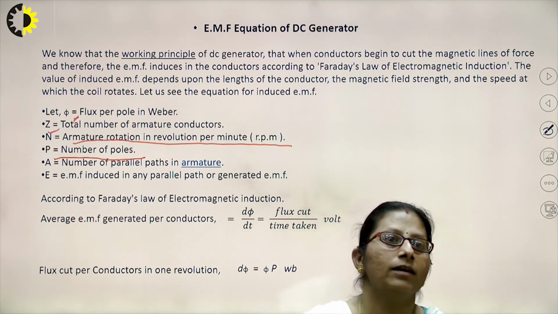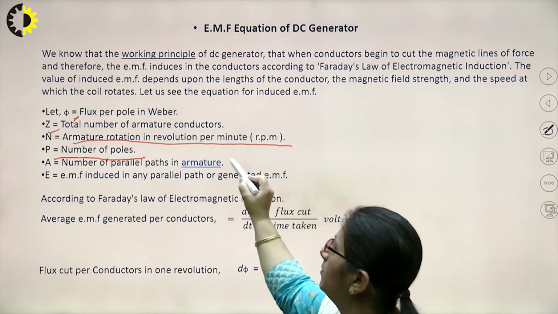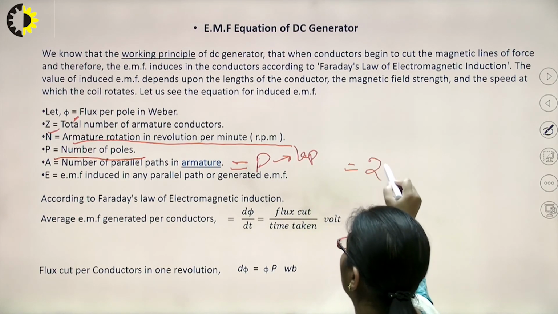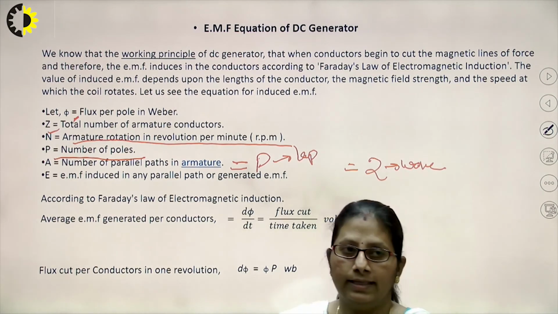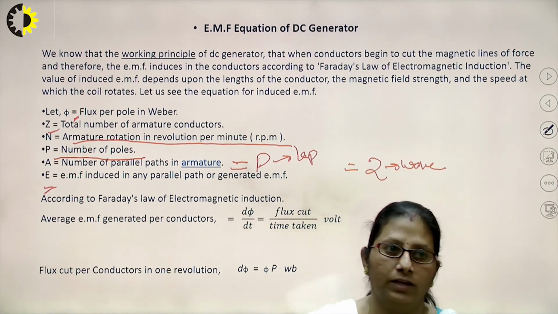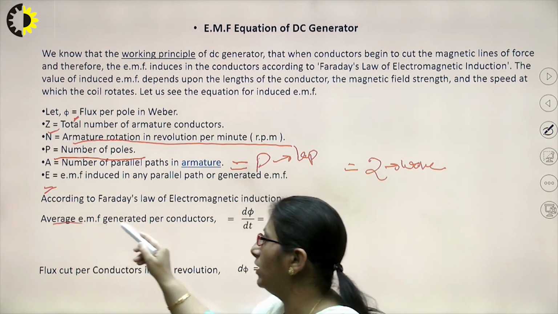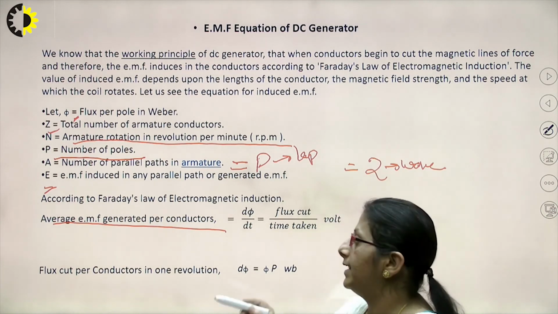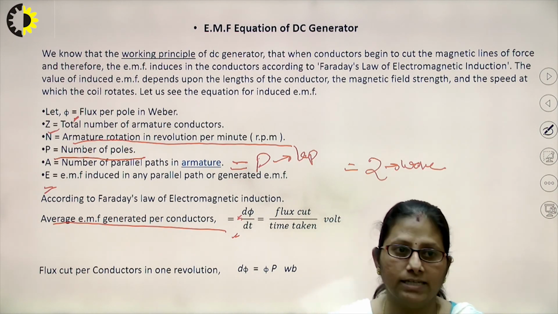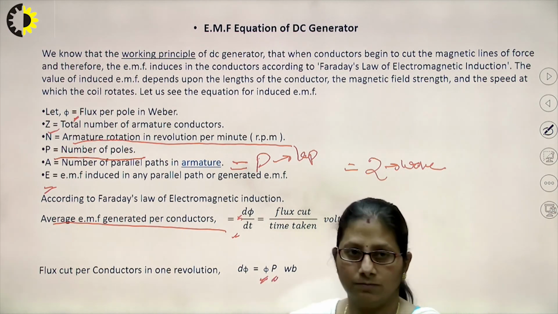A is the number of parallel paths in the armature winding, which is equal to P if it is lap wound, and equal to 2 if it is wave wound. Then E is the EMF induced in any parallel path, or the generated EMF. According to Faraday's law, the average EMF generated per conductor is d phi by dt, the flux cut divided by the time taken. The flux cut per conductor in one revolution is phi multiplied by the number of poles.